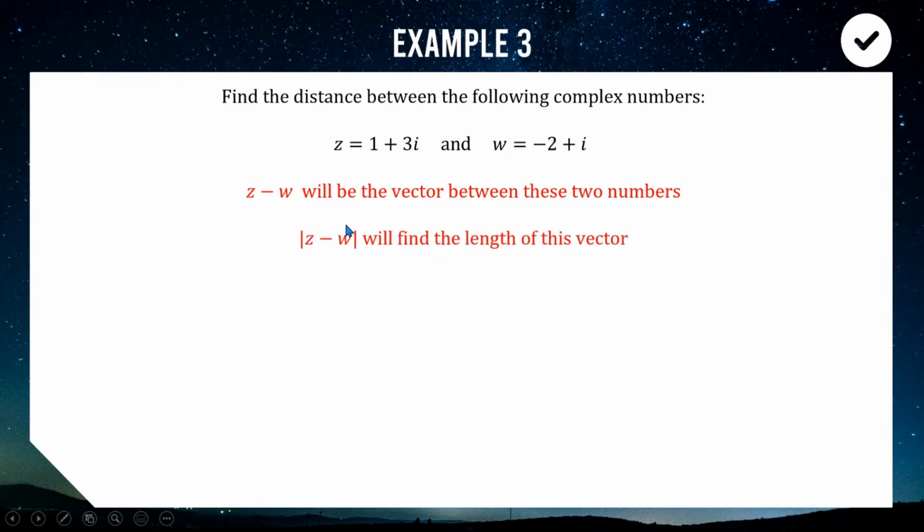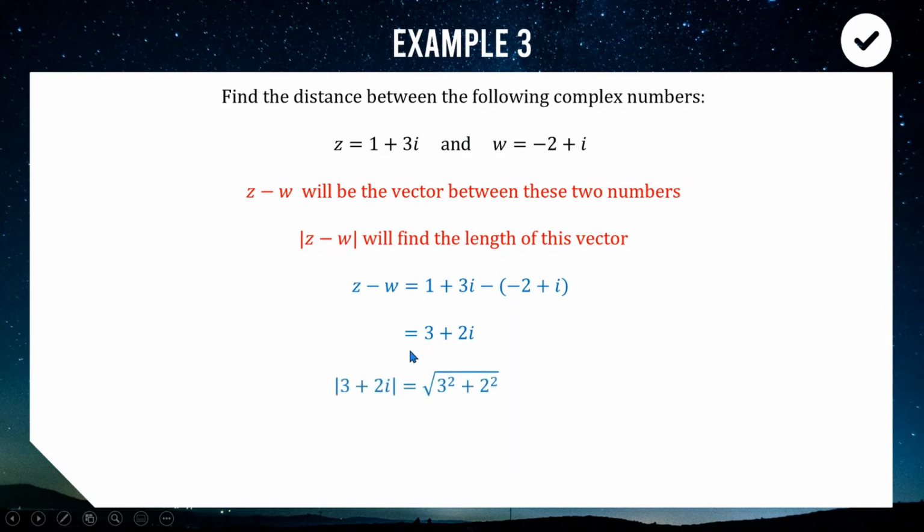All right, then once we've got that complex number, Z minus W, if we find the modulus of that complex number, that will be the length of the vector, so we will find the distance between the 2 points. All right, so let's do Z minus W, so 1 plus 3i, take away minus 2 plus i. Works out to be 3 for the real part and positive 2 for the imaginary part. Okay, so 3 plus 2i represents the vector between Z and W.